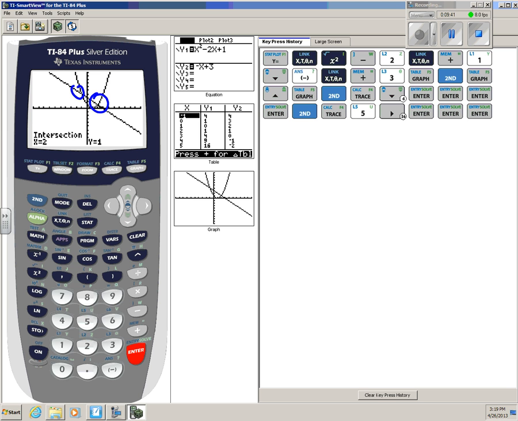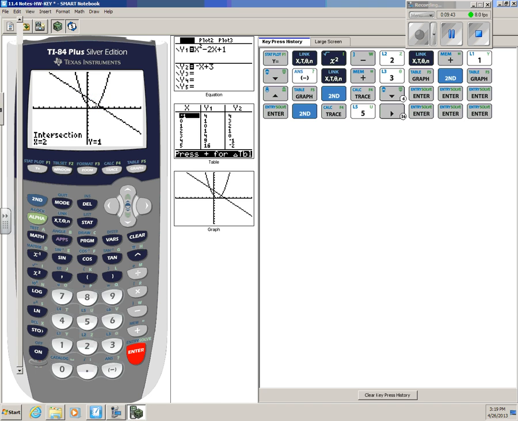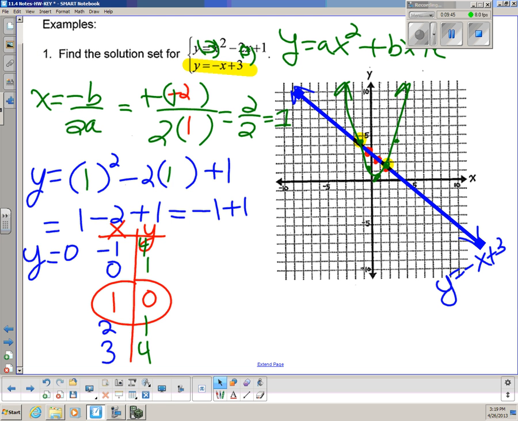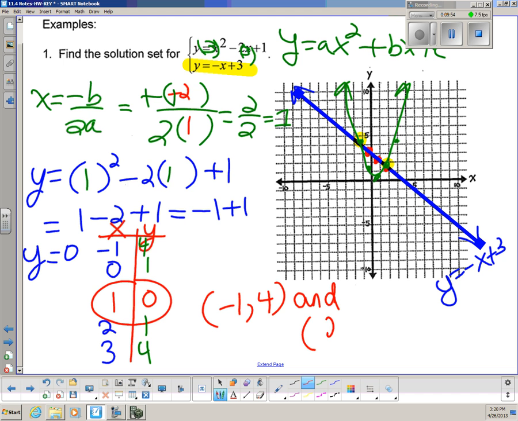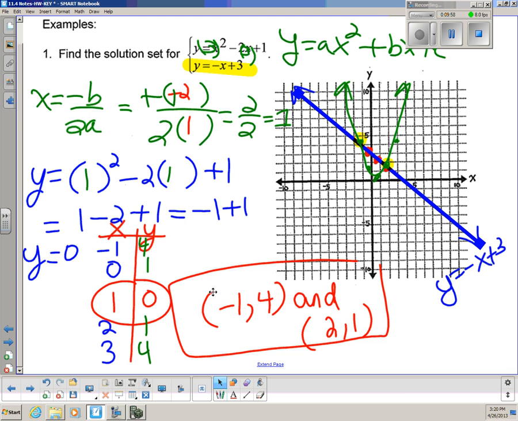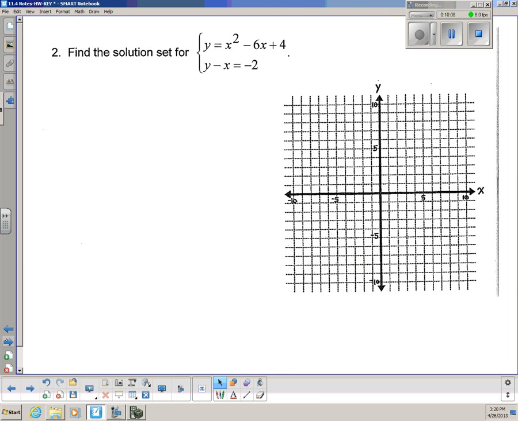Okay? So when we go back to our worksheet, our solutions happen to be the two ordered pairs, -1, 4 and 2, 1. I'm hoping this looks familiar from last year. Okay. On the next one, we're doing it all in the calculator. It just makes our life easy and nobody says that we can't.